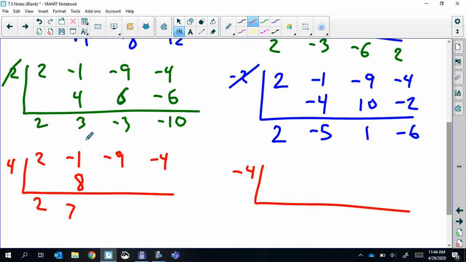Add, multiply, we got 8. Add, we got 7. Multiply, we get 28. Add, we get 19. 19 times 4 is 76? 72. You could have just stopped because you knew it wasn't going to be 0. So 4 didn't work. What about negative 4?